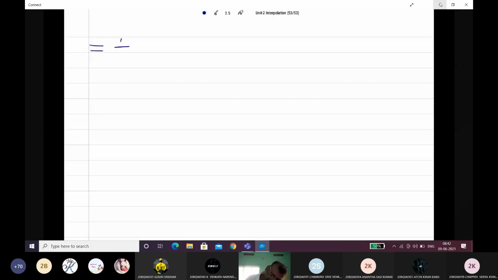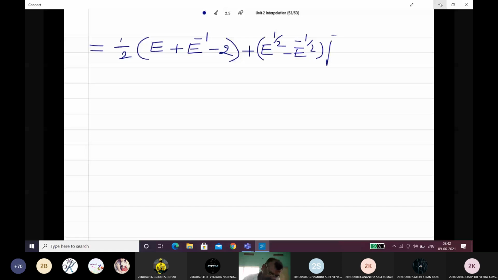a minus b whole square: 1 by 2 of e plus e inverse minus 2 plus e power 1 by 2 minus e power minus 1 by 2 into root over the same 1 plus e plus... It is not possible to write here, I will write below.